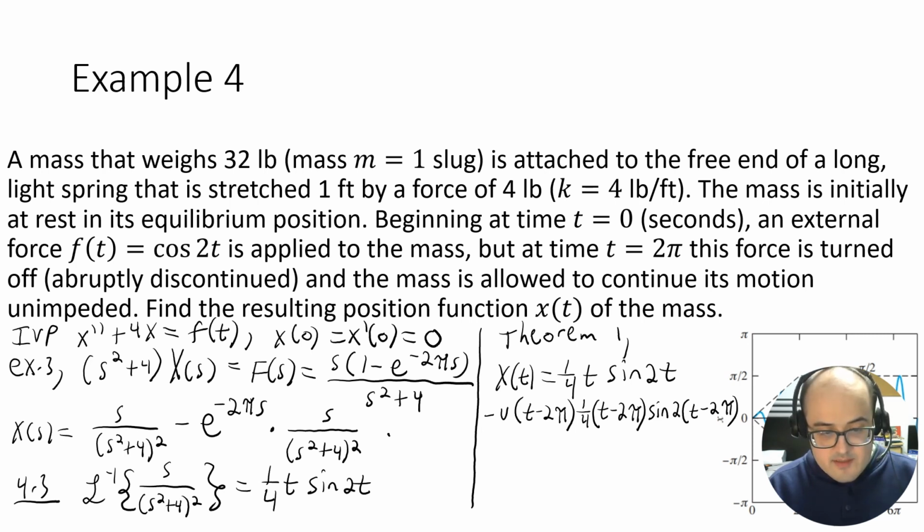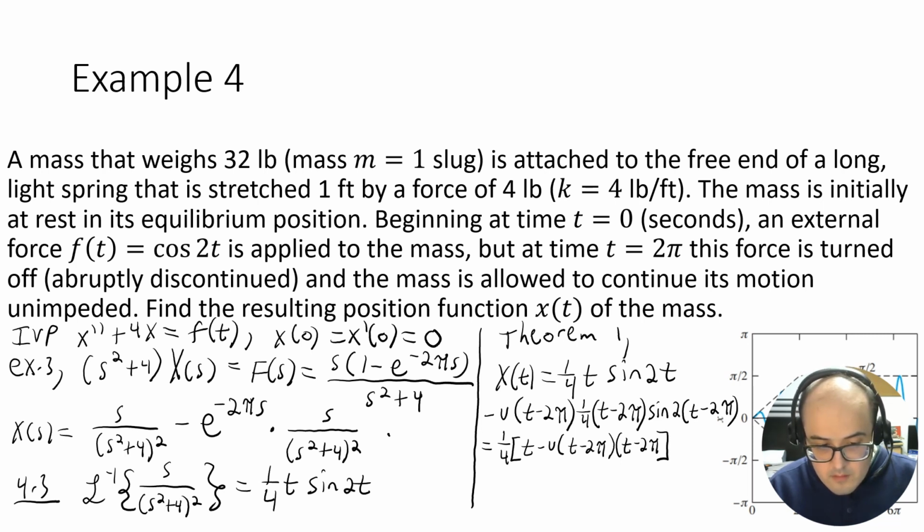So that would give us 1/4 times t minus u of t minus 2 pi times t minus 2 pi, and that whole thing would be times sine of 2t.